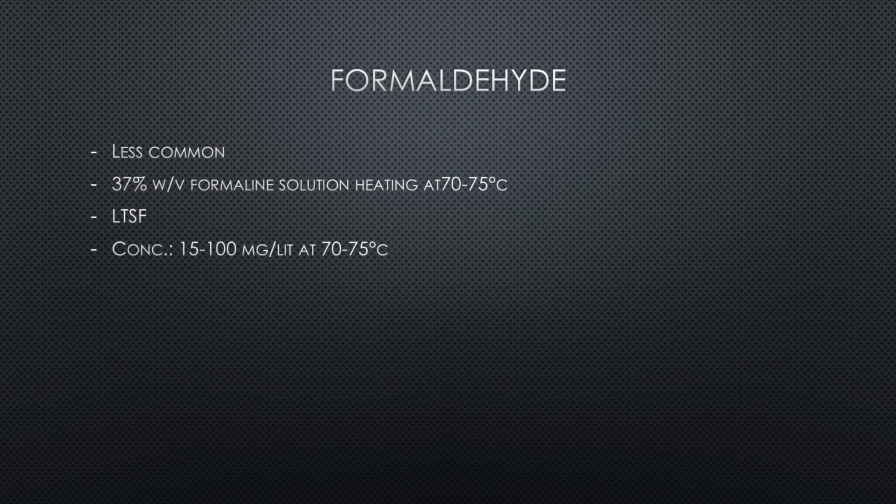Formaldehyde has similar toxicities to ethylene oxide. It is operated at a concentration of 15 to 100 milligram per liter. Here the concentration is less than that of ethylene oxide, but the temperature is quite higher. For ethylene oxide it was 45 to 63 degrees Celsius. Here the temperature is 70 to 75 degrees Celsius. It has a disadvantage of low penetrating power, but it has the advantage that it is not inflammable and more readily detected by smell.